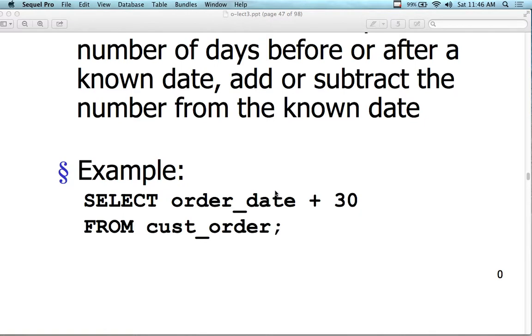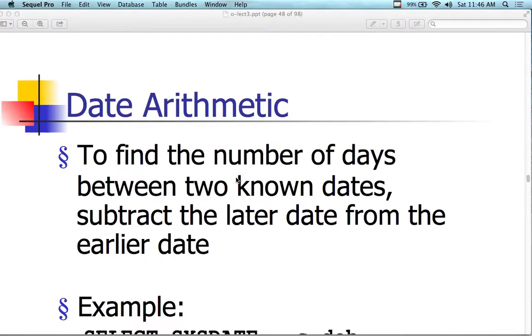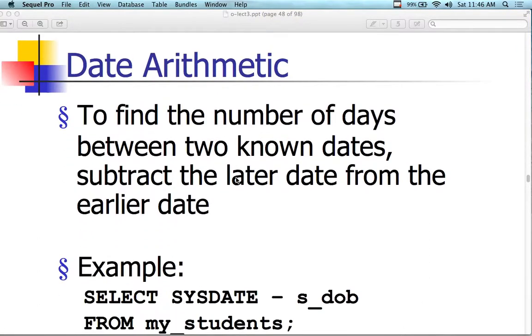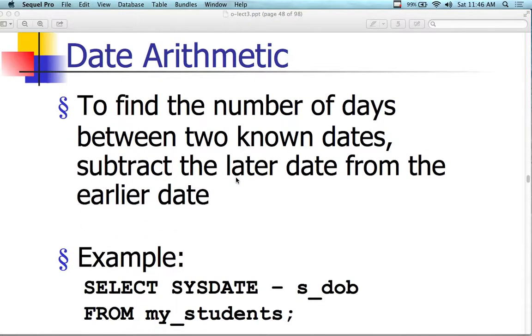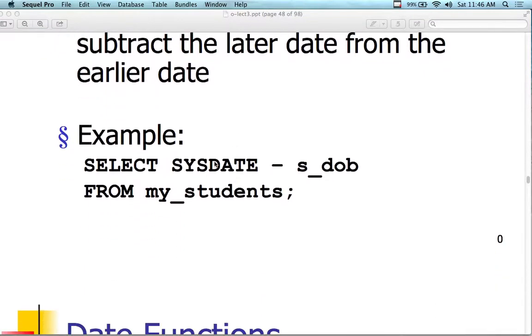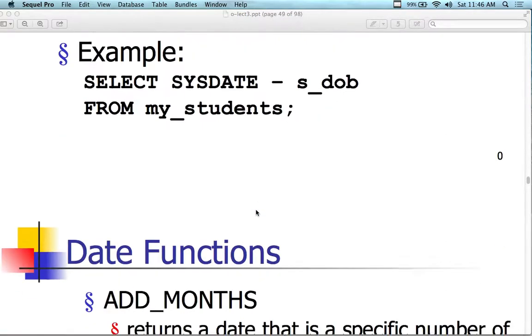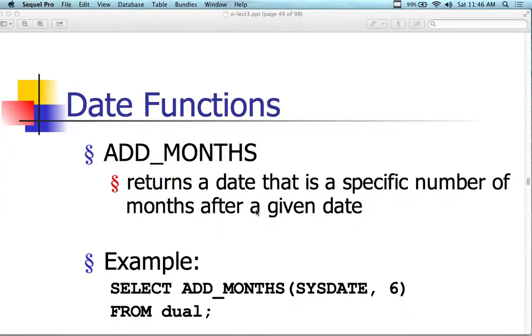It's going to be due next month. And this is from customer orders. We can also find the number of days between two known dates by subtracting the earlier date from the later date. So we can select the system date minus the student date of birth. That's going to give us the number of days, from my students table. So that's another way of getting how old somebody is.